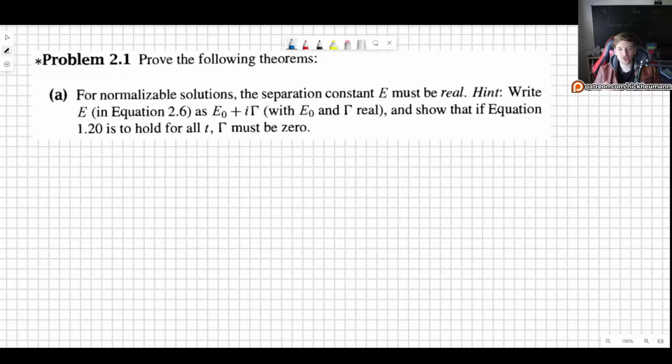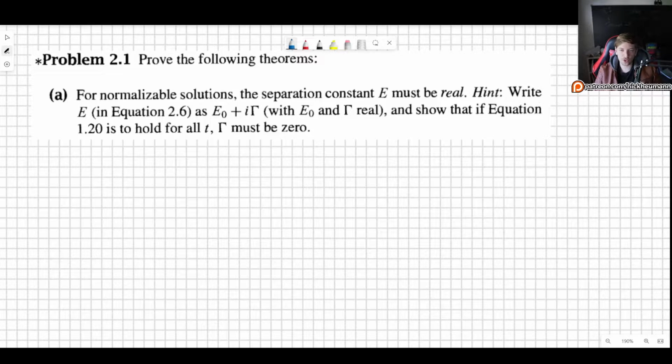Welcome! In this video I'll show you how to solve problem 2.1 as it appears in the third edition of Griffiths' Introduction to Quantum Mechanics. Now this problem asks us to do the following. It says prove the following theorems, and we have part A, B, C. We will of course begin with part A.